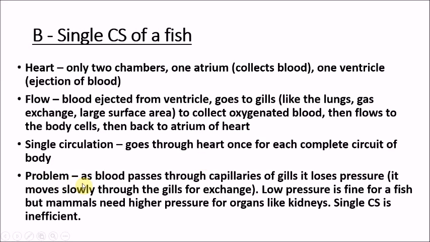The problem with the single circulatory system of a fish is that basically the blood loses pressure when it goes through the capillaries of the gills. A general rule with capillaries is they reduce the pressure of the blood. That's why arteries have a lot higher pressure than the veins, because it goes arteries, then capillaries, where they lose the pressure, and then veins.